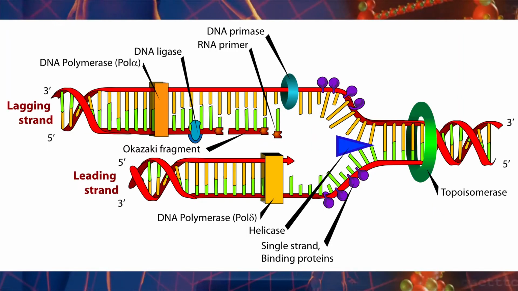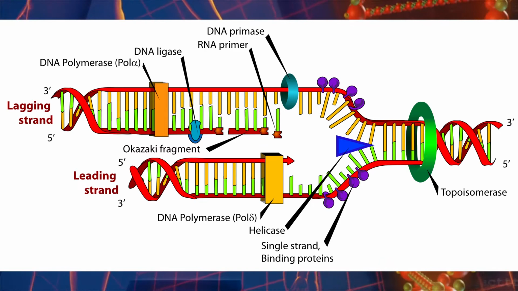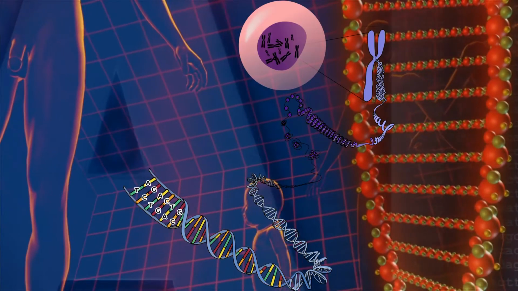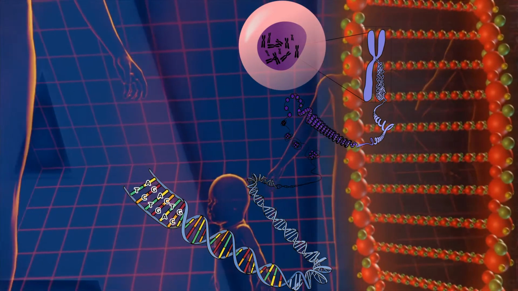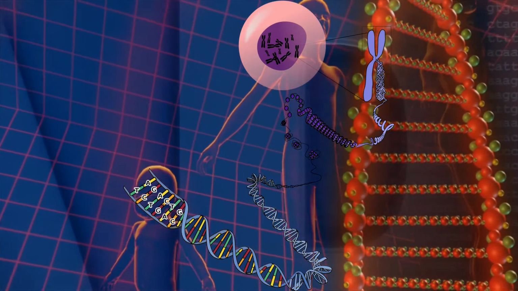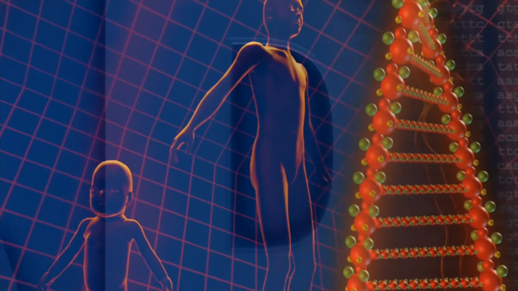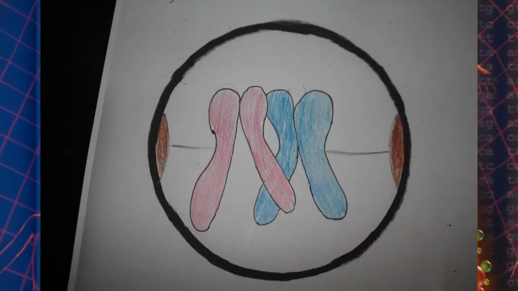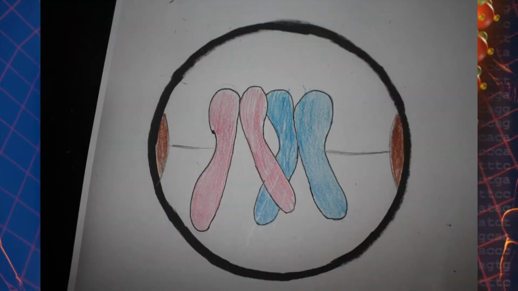Then we have the synthesis phase. The synthesis phase is where the DNA is replicated. The chromosomes are unwound, the DNA is opened up, and a copy is made. This leaves 4 strands of DNA, or effectively 4 chromosomes.